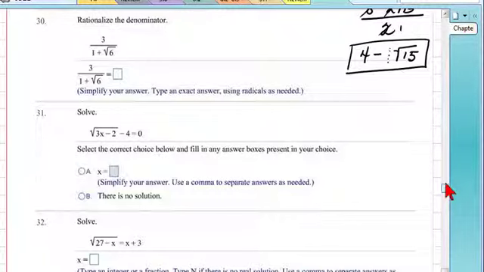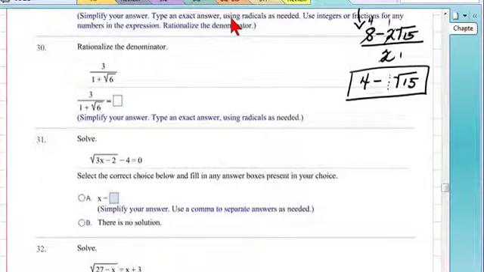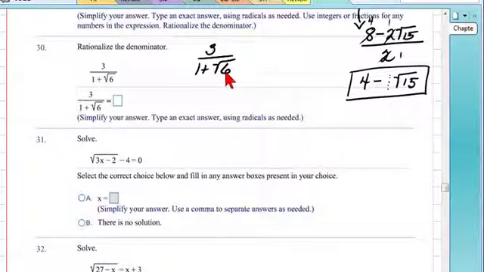So I have, let me see if I can write small enough, let me start that again. I've got 3 over 1 plus the square root of 6. As the instructions say, I need to rationalize the denominator, make a rational number down there.